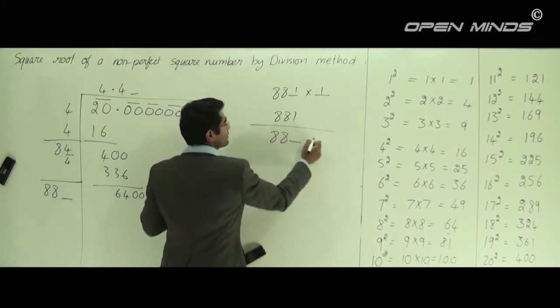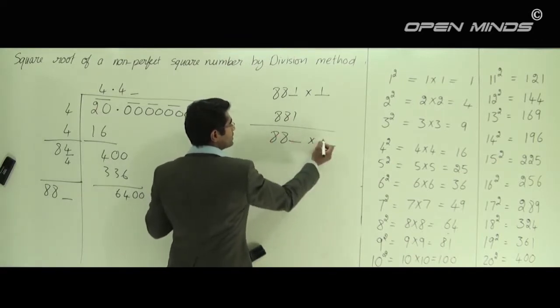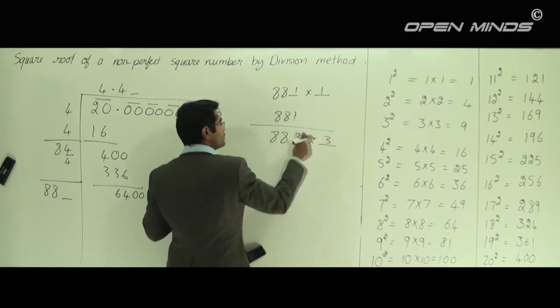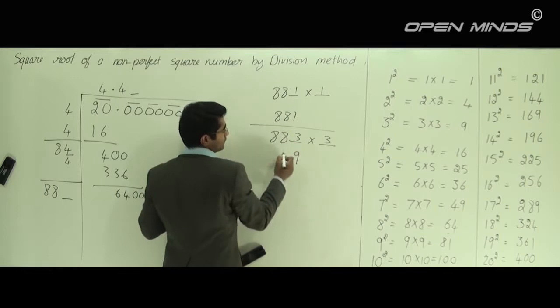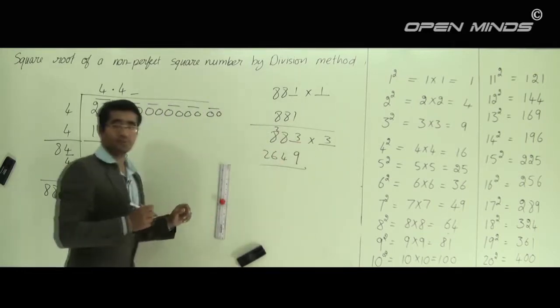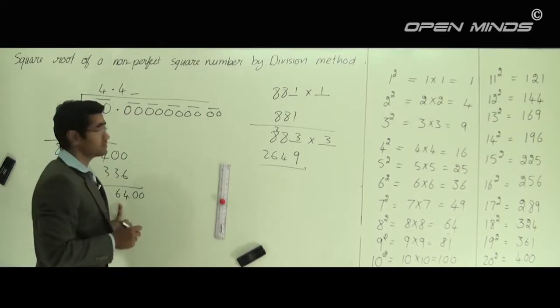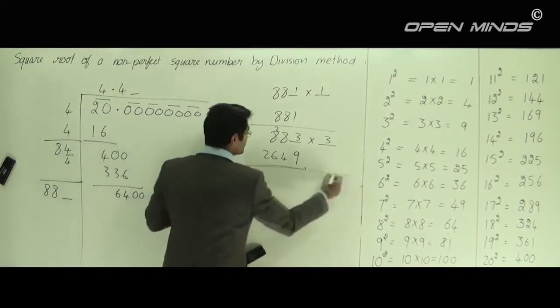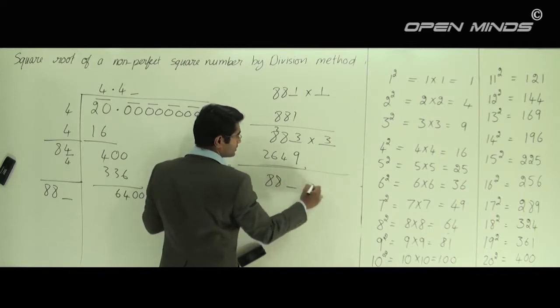8, 8. I need to fill this guy. Can I put 2 there? Let's go with 3 this time. So 3 8s are 24. Okay, 4 and 2 carried, 24 again, and 26 is 2000. But I need something like 6000. So can I increase the number? Well, 8 is there. 3 is not good. So let me take 7 and check.